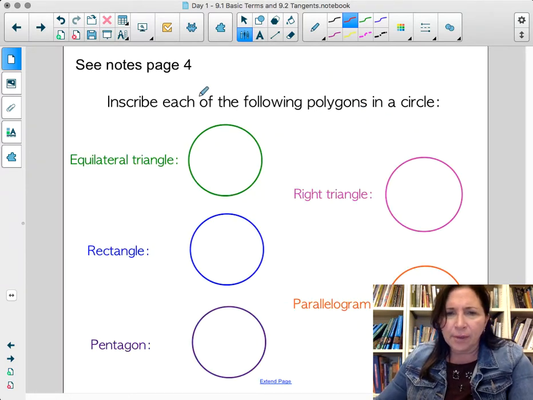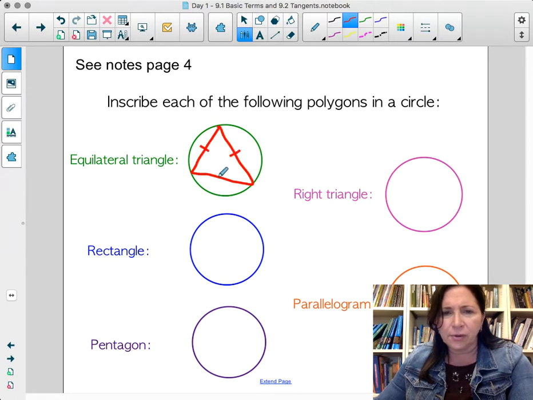Inscribe each of the following polygons. So for this one right here, we want to inscribe an equilateral triangle. So equilateral triangle, that's going to work. We're going to have all three sides congruent. We have a rectangle that's going to look something like this.